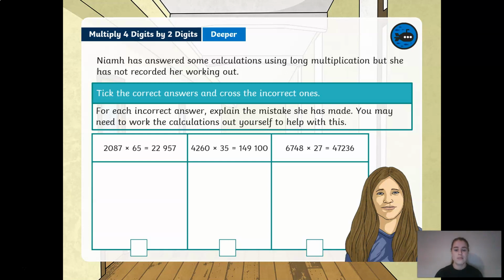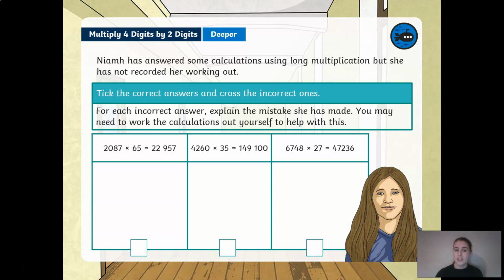So you will need to do all 3 of those calculations to work out where they might have made a mistake. And you need to identify which mathematical sums she did gave her the correct answer and which ones were incorrect. Okay, so pause the video and have a go. Okay, so let's go through the very first one.